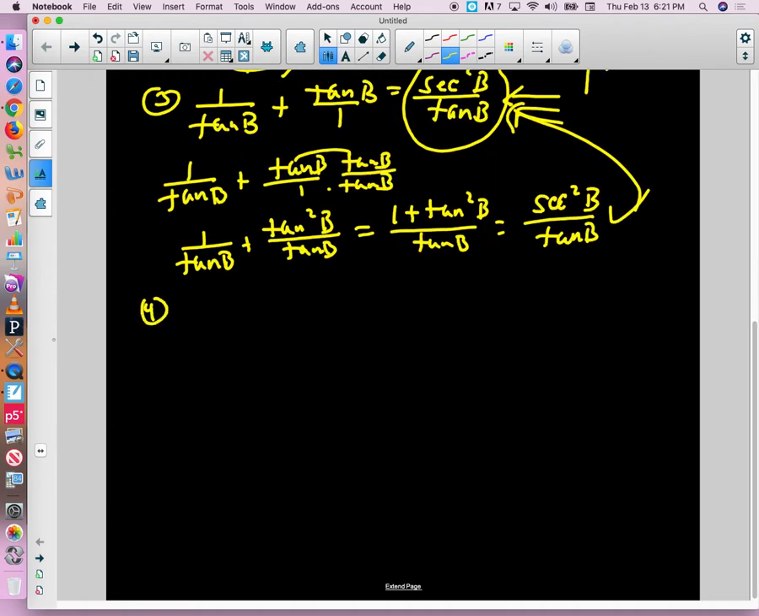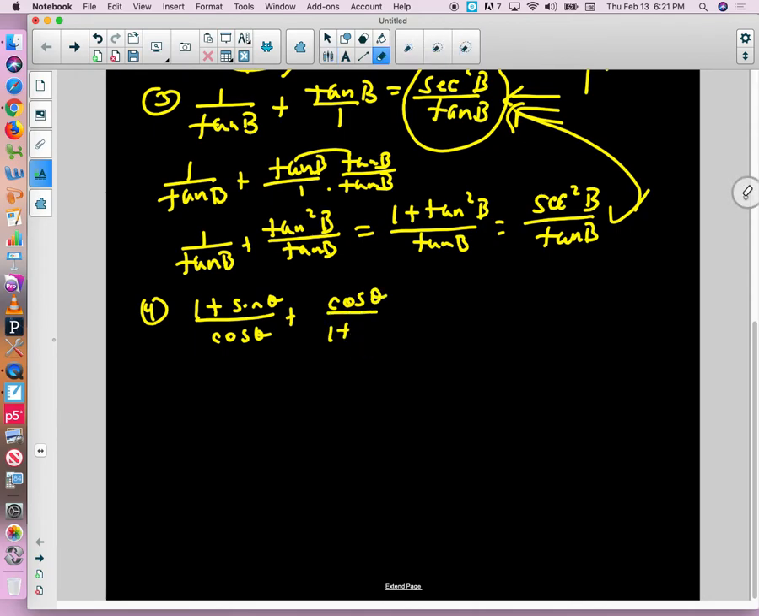Number 4. 1 plus sine theta over cosine theta plus cosine theta over 1 plus sine theta equals 2 secant theta. All right, now one good strategy is to change everything to sines and cosines. It's already done. So I'm trying to add these fractions. So first thing I'm going to do is try a common denominator.